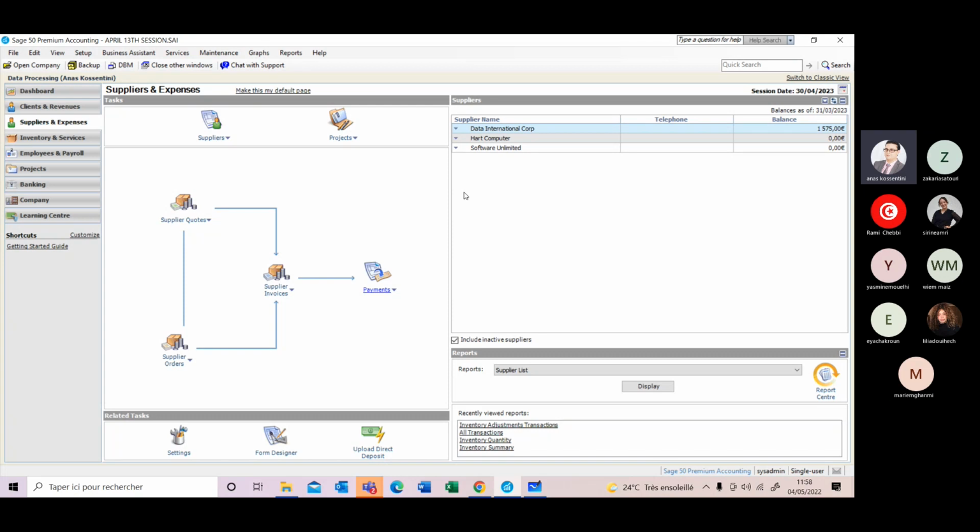So what shall I do? I have to adjust this. Adjust what? This template. How can I do that? Use the same menu you went through. For example, suppliers and expenses, you go to payments. Under payment, you go to pay expenses.